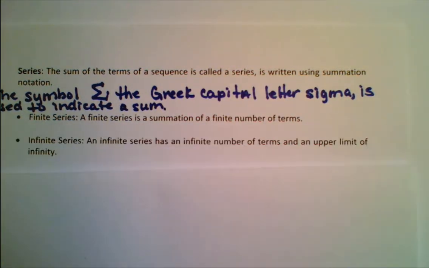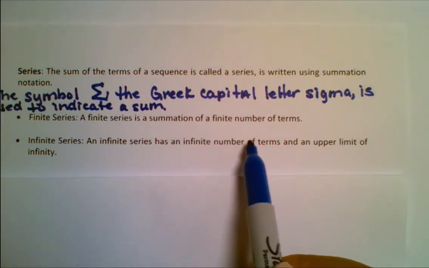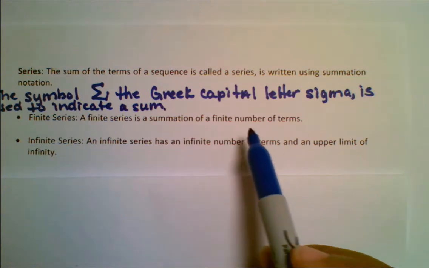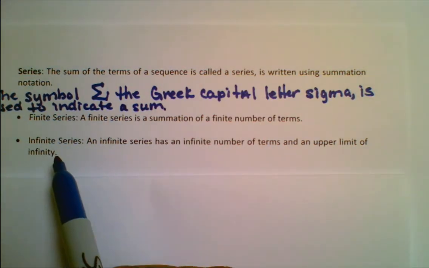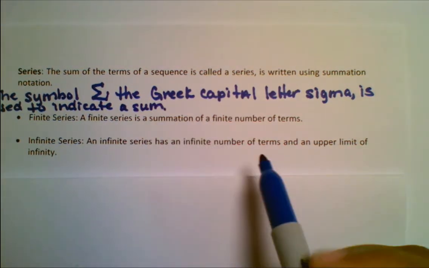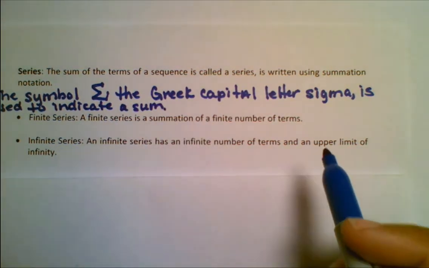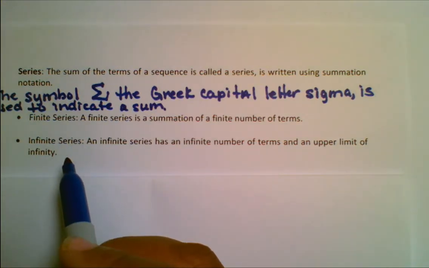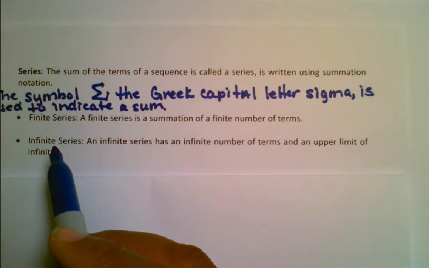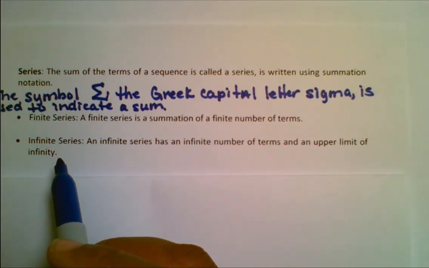So we have two types of series. We have a finite series. A finite series is a summation of a finite number of terms, meaning it does have an end. But an infinite series has an infinite number of terms and an upper limit of infinity. So it doesn't end. So we're going to be giving some examples of what's a finite series and what's an infinite series.